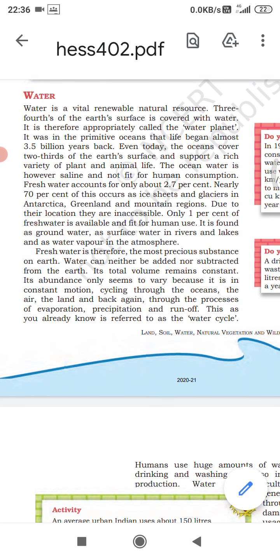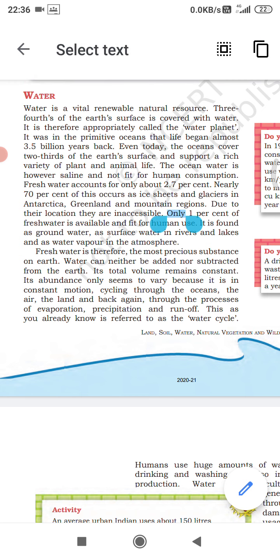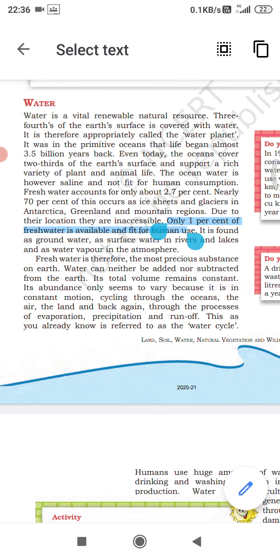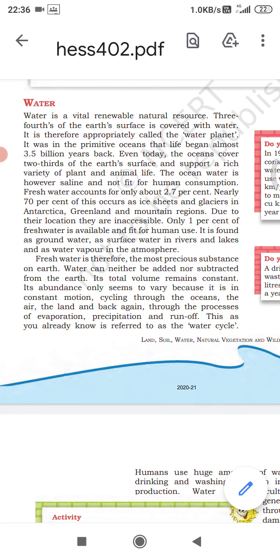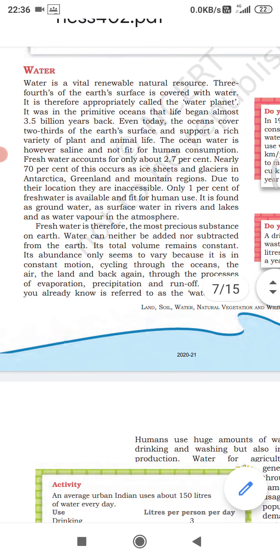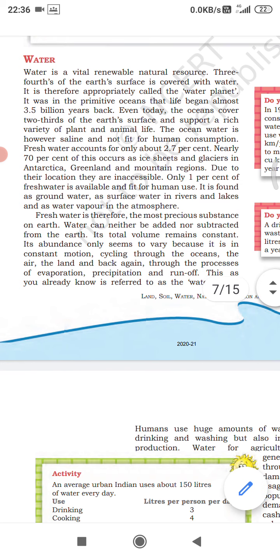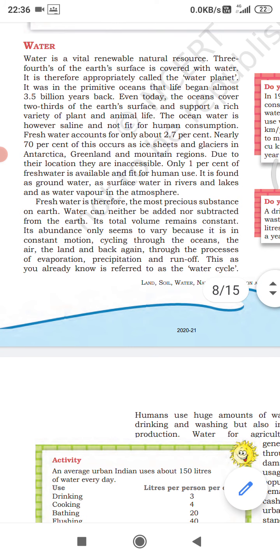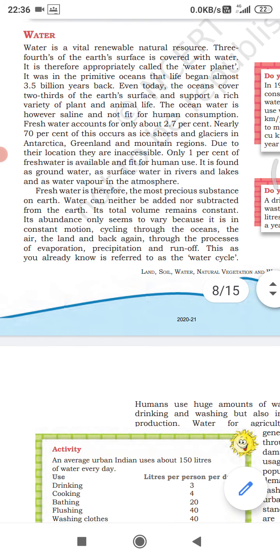Only 1% of fresh water is available and fit for human use. It is found as groundwater, as surface water in rivers and lakes, and as water vapor in the atmosphere. So we have about 1% fresh water. Fresh water is therefore the most precious substance on earth.